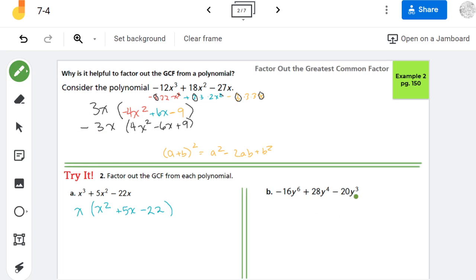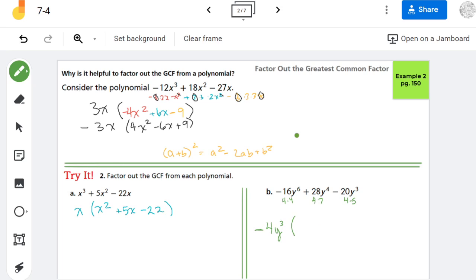Alright, so now on this next one, oh, these are kind of ugly. But if I look at it, 20 is the same thing as 4 times 5, right? 28 is 4 times 7, and 16 is 4 times 4. And 5, 7, and 4, there's nothing else in common with those. So I know I could pull a 4 out. Now my highest exponent here is the 6, and it has a negative in front of it. So the GCF I'm pulling out is going to be a negative 4. And then if I look at y's, my smallest number of y's is y cubed.